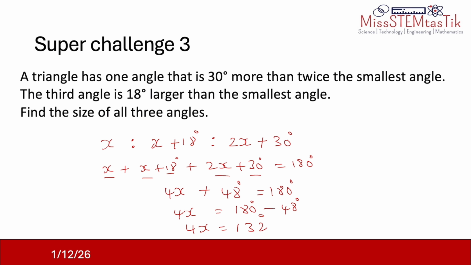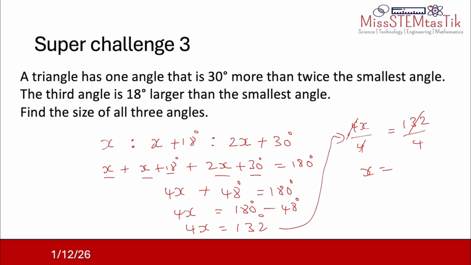Just to note that we are using BIDMAS here, so we're doing the inverse. We're taking 48 away from both sides. Now we're going to do the opposite, the inverse of multiplication, so we will divide both sides by 4. So 4x divided by 4: 4 divided by 4 is 1, just 1x on its own. And then 132 divided by 4 is 33. So the value of x is 33.